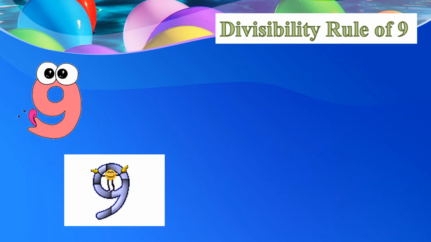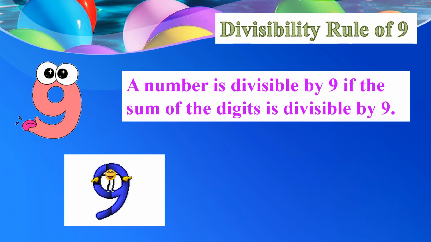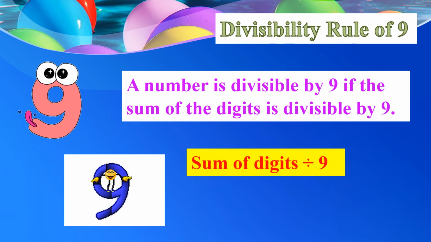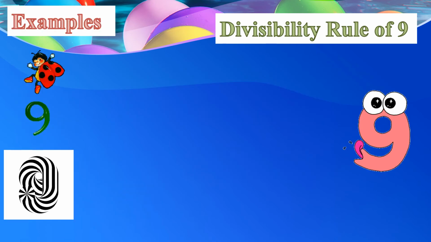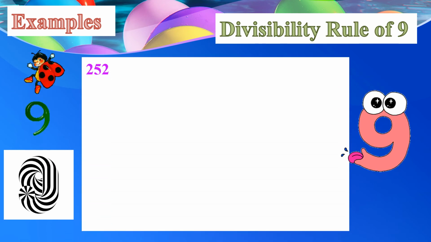Divisibility rule of 9. A number is divisible by 9 if the sum of the digits is divisible by 9. That is, the sum of digits divided by 9 leaves the remainder as 0. Divisibility rule of 9 with an example.